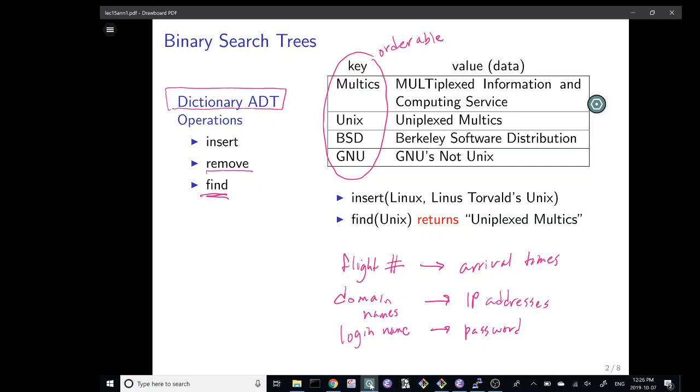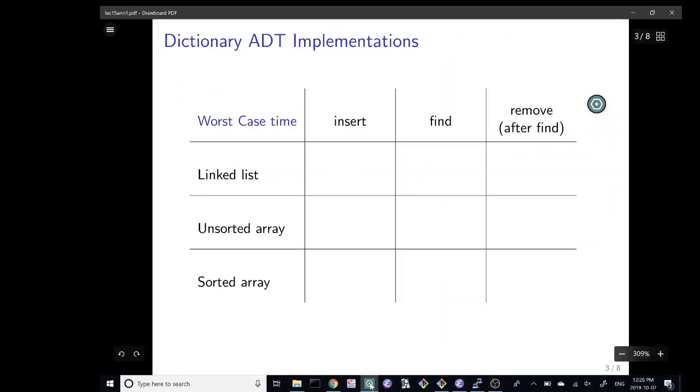Any other examples? I mean, there are so many in the world for dictionaries. Dictionaries are one of the most prevalent data structures in computers. They're all over the place. And so there are a lot of data structures to support dictionaries of different types, and we will talk about several of them. The first one that we're going to talk about, though, is binary search trees. And before we do that, though, we have to talk about how we might implement dictionaries right now with the data structures that we know.